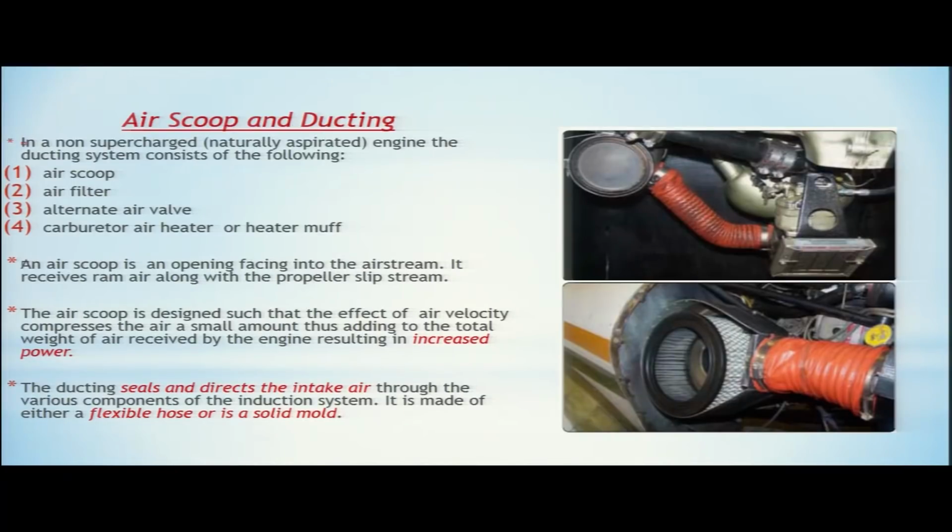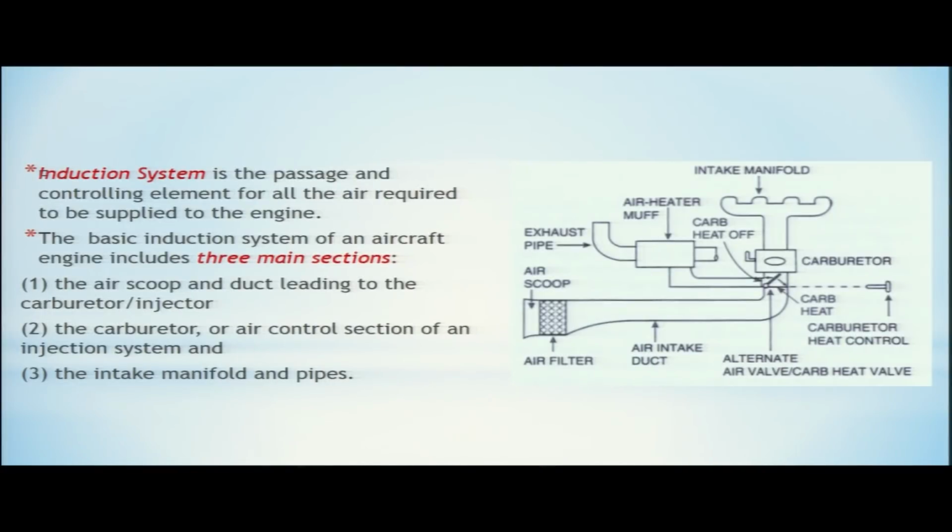Number two is the air filter. The basic purpose of the filter is to filter the air. Number three is the alternate air valve, and number four is the carburetor air heater or heater muff. So the air scoop and ducting, the first part of the induction system, consists of an air scoop, a filter, an alternate air valve and a carburetor air heater or muff.